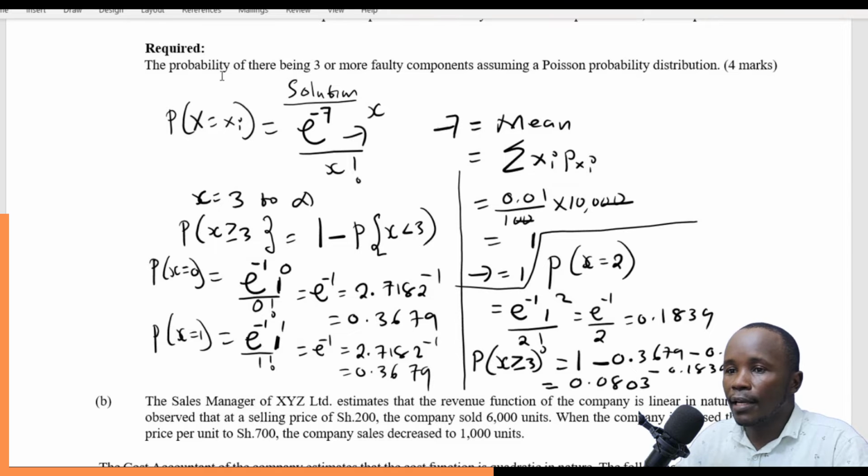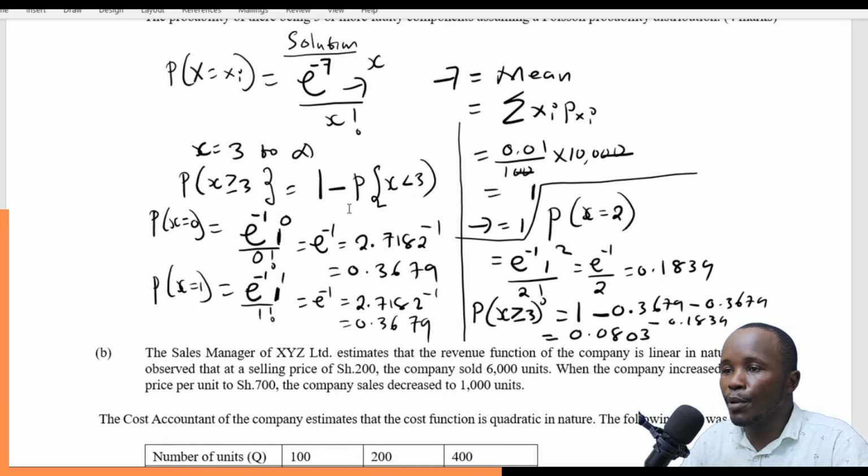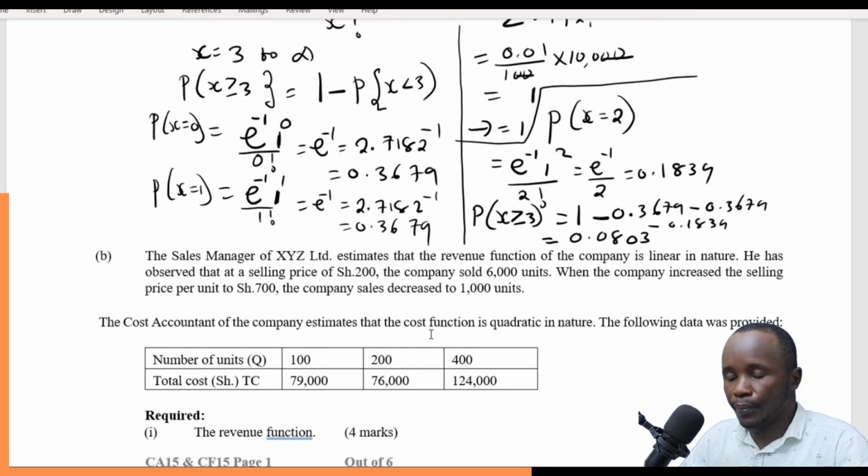That is what you expected in this question. You are asked to find the probability of there being 3 or more faulty components, and you have not been given the limits. Therefore, it means it's 3 to infinity. But you can easily get the probability of 0, 1, and 2. If I take total probability, which is 1, minus the probability of 0, 1, and 2, what is left is the value of 3 or more. And that is what you are supposed to do in this question.